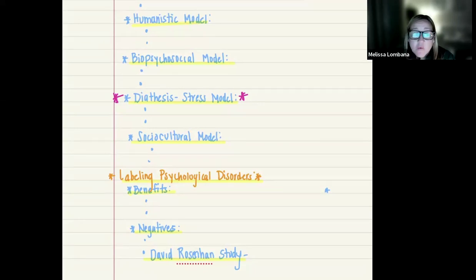Now, what are some negatives? Some of the negatives, obviously, is that labeling can be very judgmental when it comes to certain people. We've gotten better with understanding some disorders, but there are a lot of misconceptions of what these disorders really look like, and how people experiencing and living with these disorders are. There's a lot of false information out there.